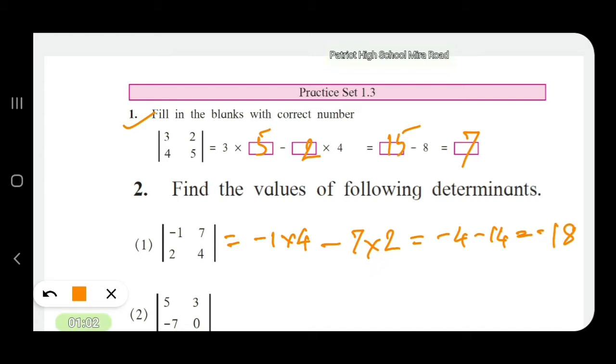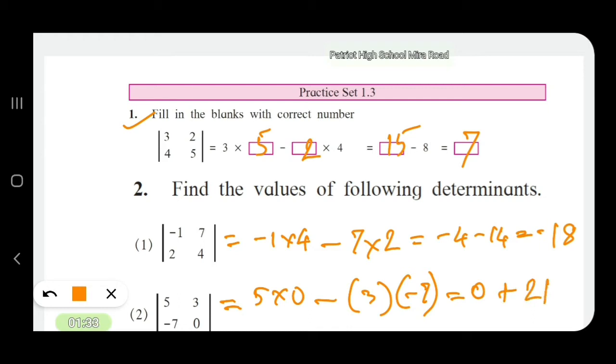5 3 and minus 7 0. Cross multiplying, we have 5 multiplied by 0 is 0, minus of 3 multiplied by minus 7. So we have 0 and minus of any negative quantity will be positive. So it will be 3 7s are 21. So the answer to this is 21.